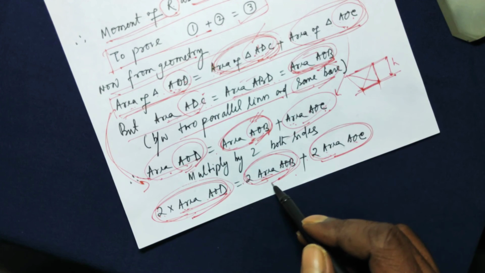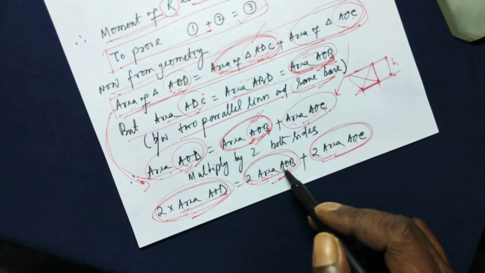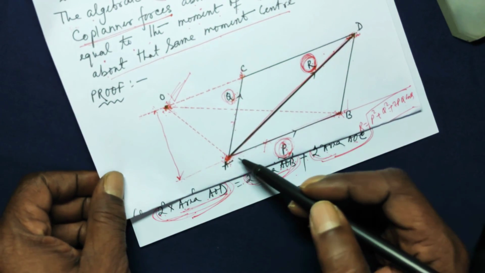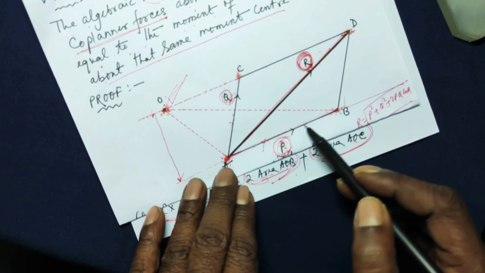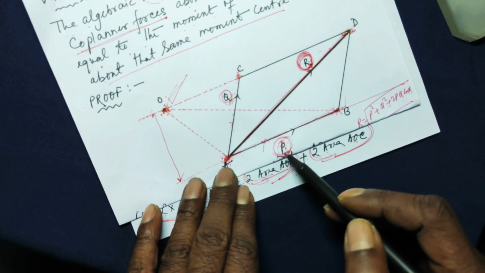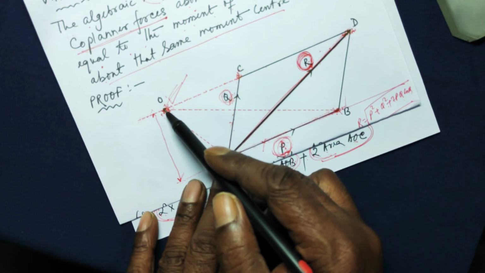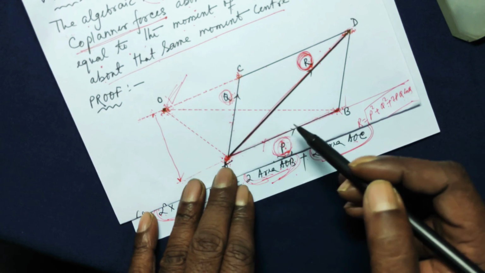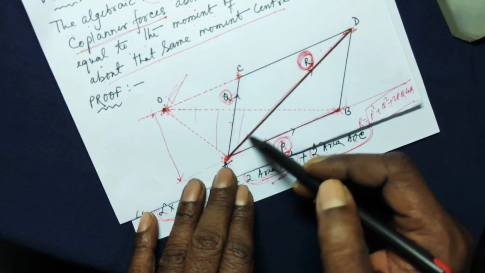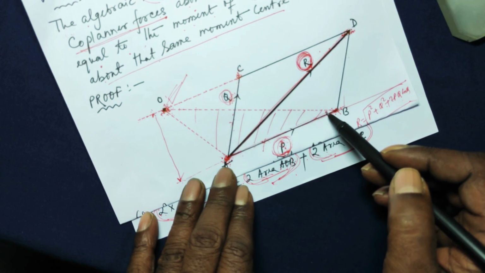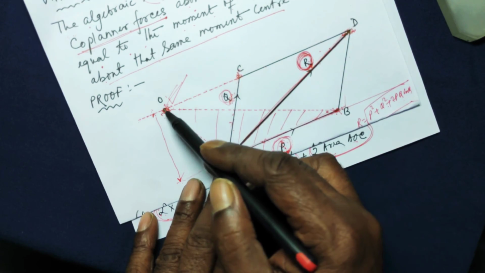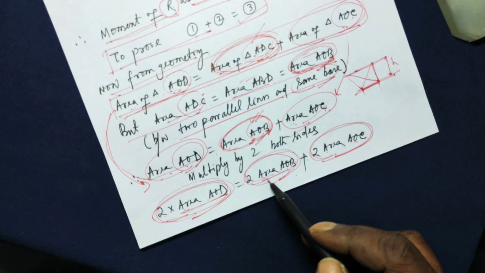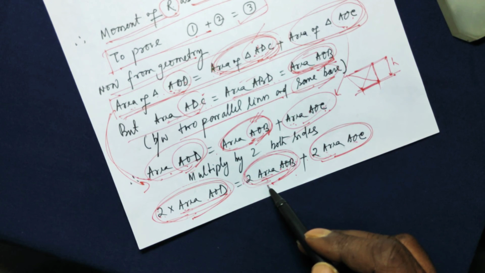And what does this represent? Let us look at the triangle AOB. In triangle AOB, this base represents the force P. This is the vertex, that is also the moment center. So this area, 2 times that, represents the moment of the force P about O. So this represents the moment of the force P about O.